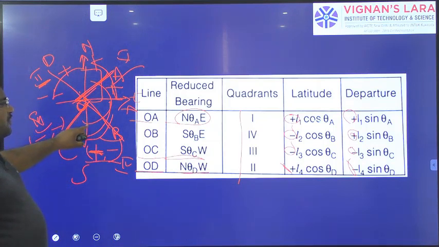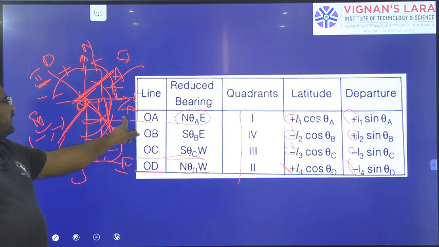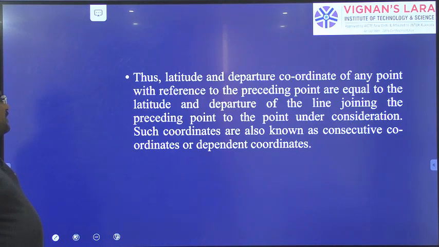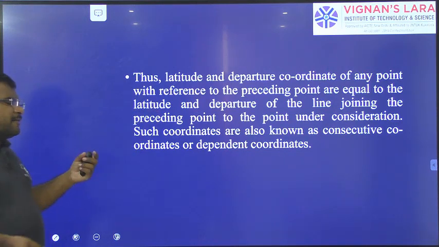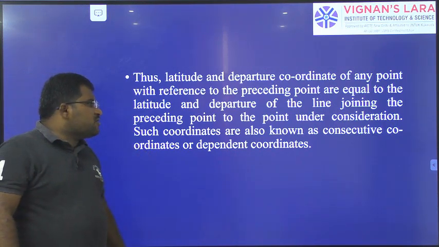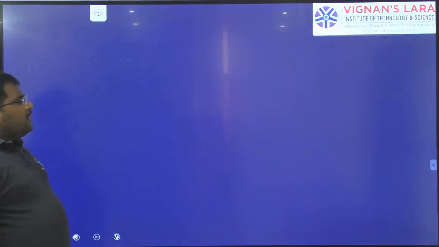So here you can see in the fourth quadrant, latitude is from the x-axis, L cos theta, so that's why it is in the negative direction. If you are moving like this, it is positive, that's why L sin theta is there. Thus the latitude and departure coordinates of any point with respect to the preceding line are equal to the latitude and departure of the line joining the preceding line. So the latitude and departure of the following line and the preceding line should be the same. Under any circumstances, such coordinates are also known as consecutive coordinates or dependent coordinates.